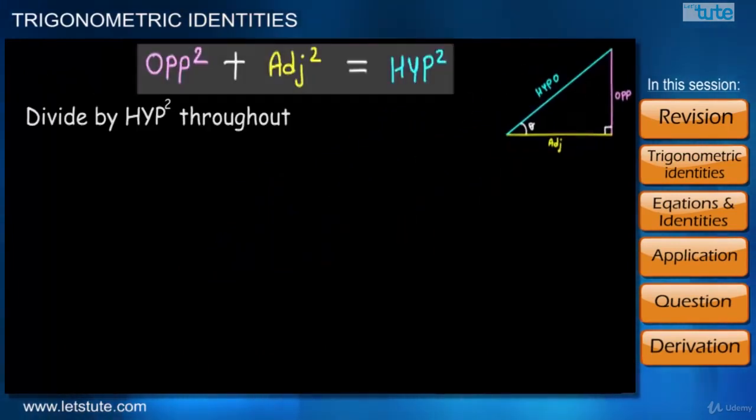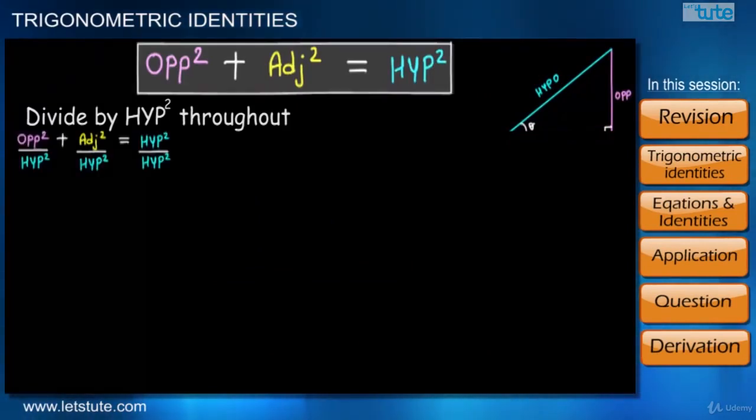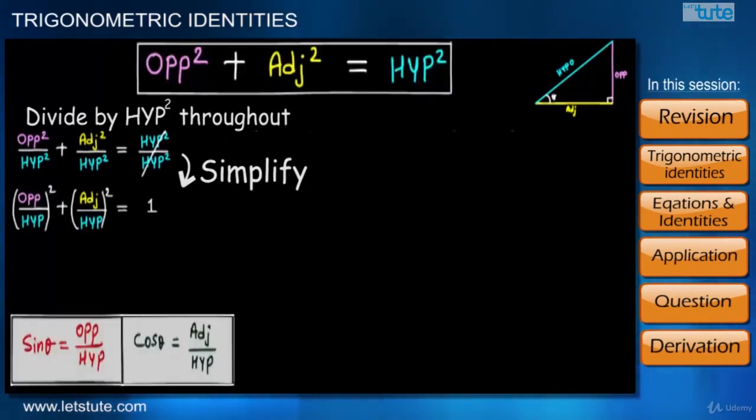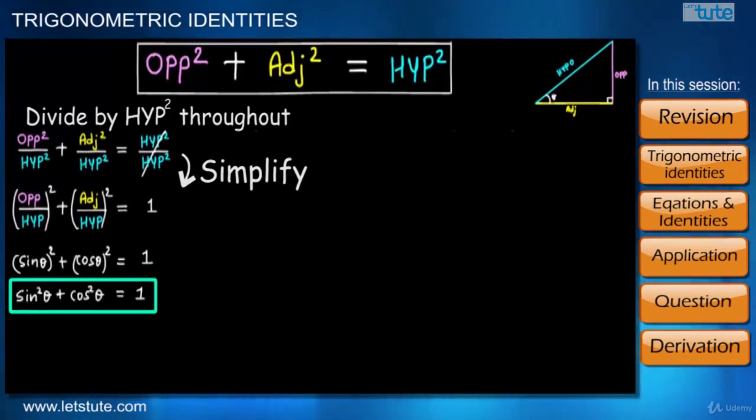Now we will divide this relation throughout by hypotenuse square and, on rearranging, we can write, so by looking at these trigonometric ratios, we say that this is nothing but the sine ratio, this is cos. So we can further write this as sin square theta plus cos square theta equals 1. If you remember, this is what we wanted to prove.